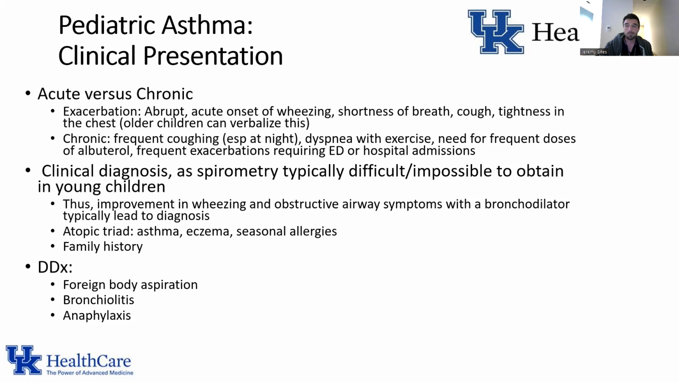Other clues, the atopic triad is a classic question that comes up on your boards and in real life, truly, when considering an asthma diagnosis. And so that triad includes eczema, seasonal allergies, and asthma. And then, of course, a family history may be a clue too, that the child that you're dealing with who was wheezing and in respiratory distress may have asthma, if their mom, dad, brother, sister also has a history of asthma. Other diagnoses to consider: foreign body aspiration, bronchiolitis, anaphylaxis.